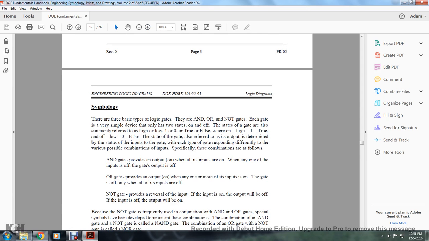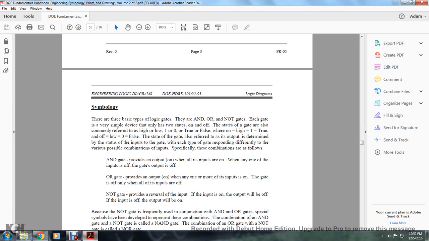There are 3 basic types of logic gates: AND, OR, and NOT gates. Each gate is a simple device with 2 states, on and off. The state is also commonly referred to as high or low, 1 or 0, true or false, where high is equal to 1 or true, and low is equal to 0, false. The state of the gate is its output, determined by the status of the inputs to the gate. Each gate responds differently to the various possible combinations of inputs, specifically as follows.